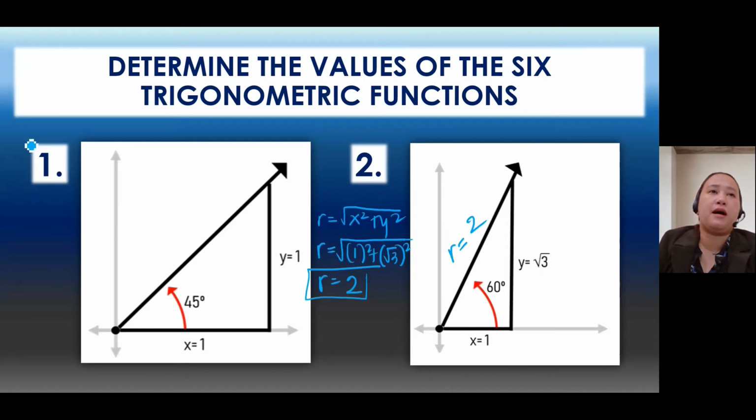Let us go to the black screen. So x is 1, y is square root of 3, and then r is 2. So let us solve for sine theta. Sine theta is y over r. So y is square root of 3, r is 2. So this is already the final answer.